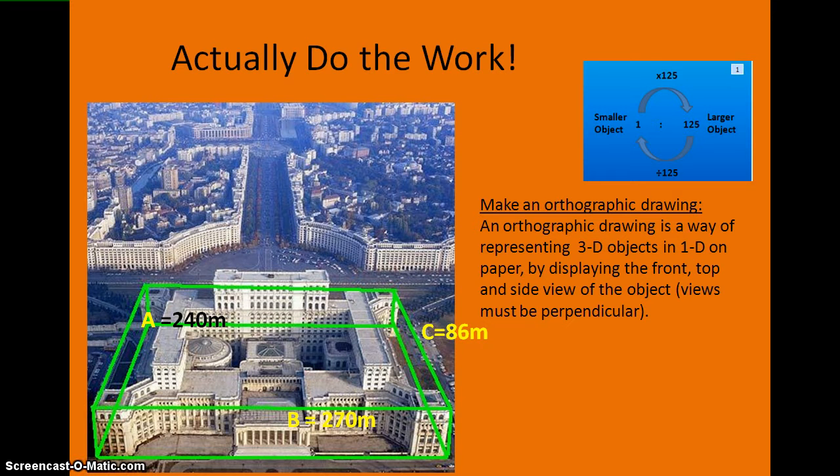To start the actual work, we need to make an orthographic drawing. As we saw at the McGill University School of Architecture, this involves representing a 3D object in 2D on paper. To start with, we need to know the basic shape of the Palace of Parliament. It has been outlined in green with dimensions added here on this image.